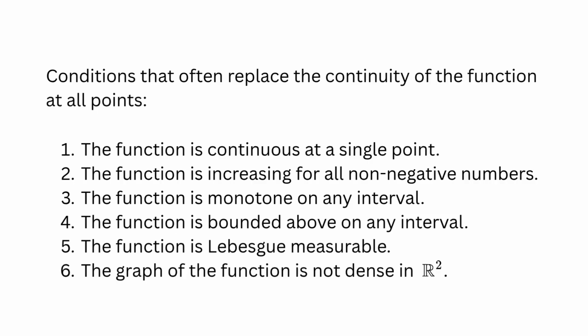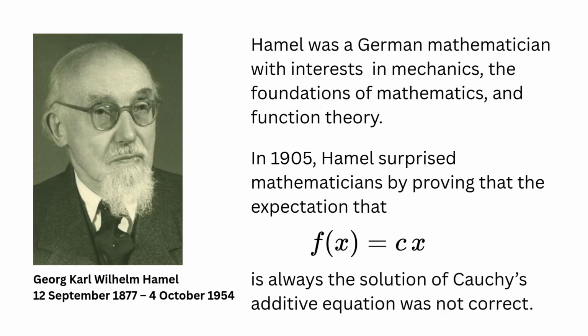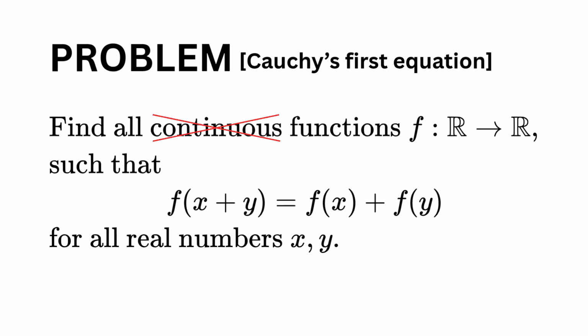For this reason, it was thought that Cauchy's additive equation is always solved by the linear functions c times x, even when no additional condition is added. However, in 1905, the German mathematician Georg Hamel surprised mathematicians by proving that this general expectation was not correct. In this video, I will show you Hamel's solution for Cauchy's additive functional equation without requiring the continuity of the functions. To understand the solution, you must first understand the concept of the Hamel basis for the real numbers.